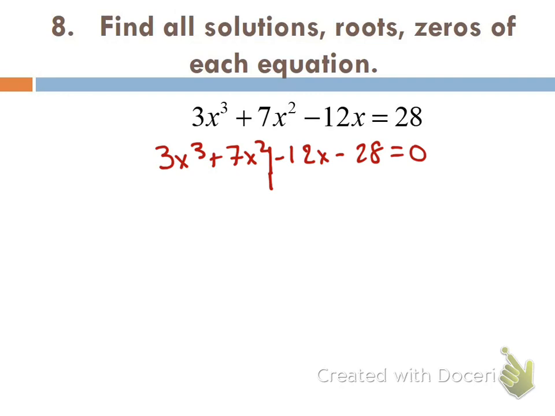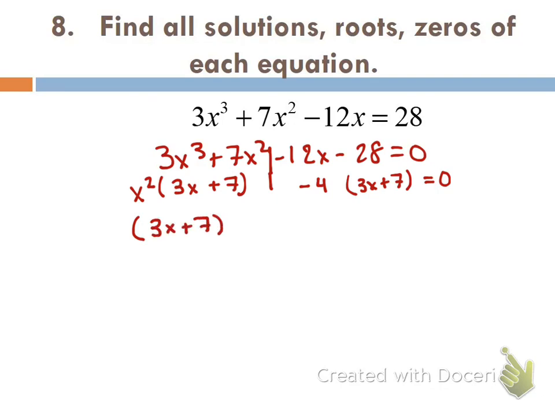And I look at the first two terms, 3x cubed and 7x squared. I can factor an x squared out, and I'm left with 3x plus 7. When I look at the second two terms, negative 12x and negative 28, I want 3x plus 7. So I have to think, what can I factor out of negative 12x and negative 28 so that I have 3x plus 7? I have to factor out that negative 4. So then my factors, I have 3x plus 7 in common, and my leftovers are x squared minus 4.